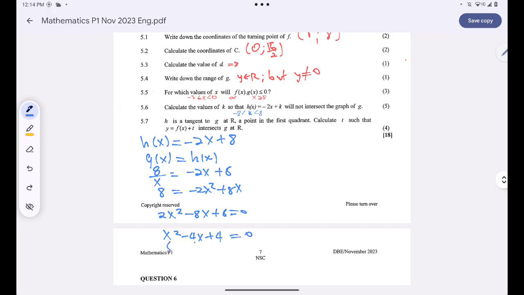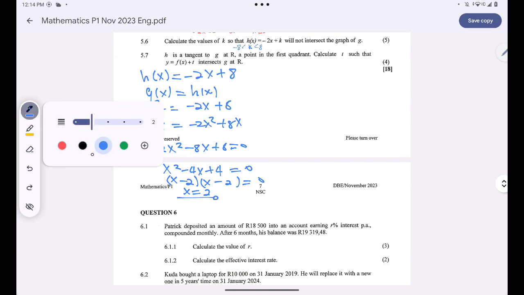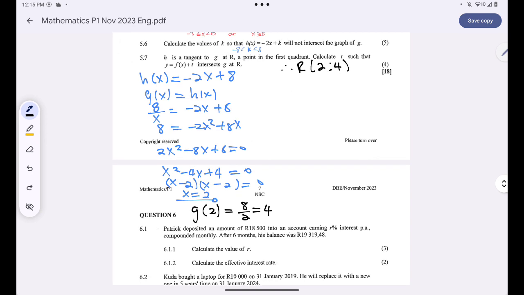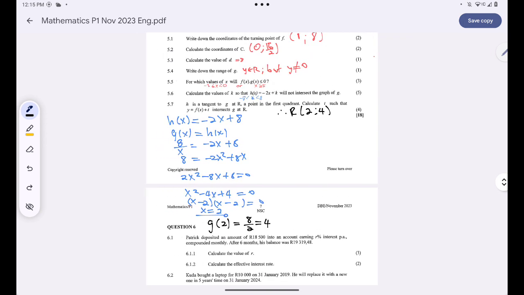So whenever I solve here, I want the factors of 4 that when I add will give me negative 4. That's negative 2 and negative 2. So x is equal to 2. Are you together? So whenever x is 2, I'll go and substitute on the graph of g to find the corresponding y value. g of 2 is simply 8 over 2, and that will give me 4. So therefore, the coordinates of r are (2, 4). Are you together? After finding the coordinates of r, I can then go and find the value of t.